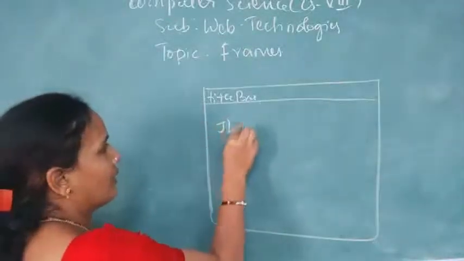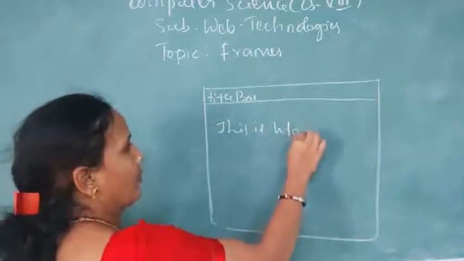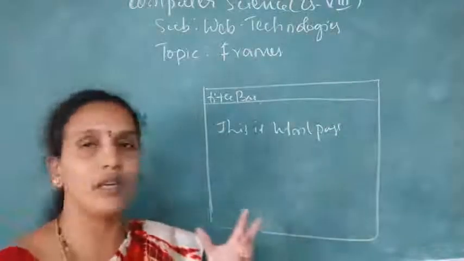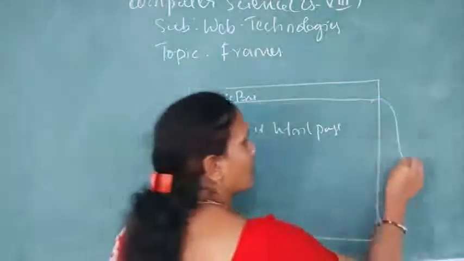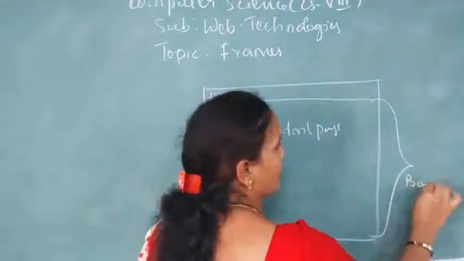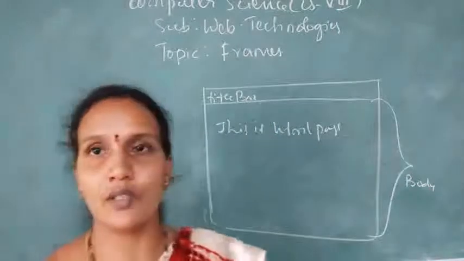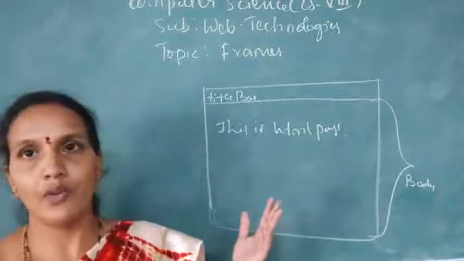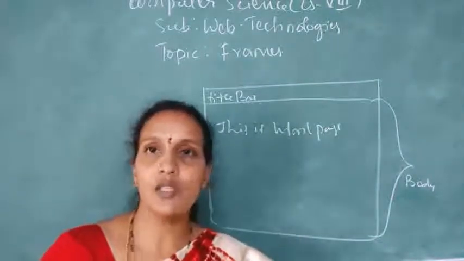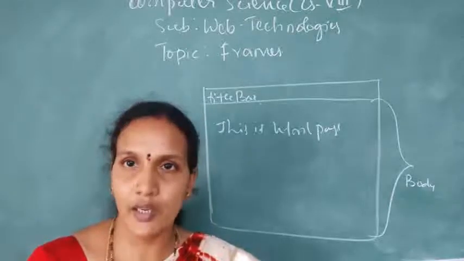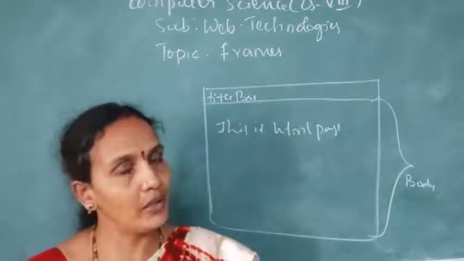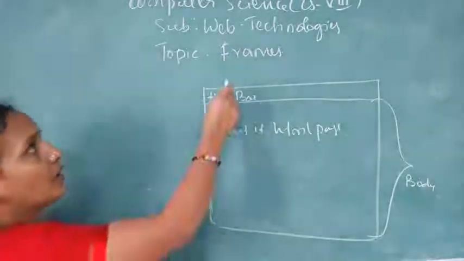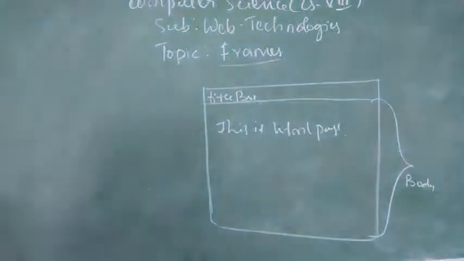For example, this is an HTML page. Whatever you write between the body opening and closing tags will be displayed in the document area. This is the body section. Till now, all the programs you have executed were executed in the browser, in a single browser window. Suppose in a single browser window you want to execute more than one program, then we use the concept of HTML called frames.